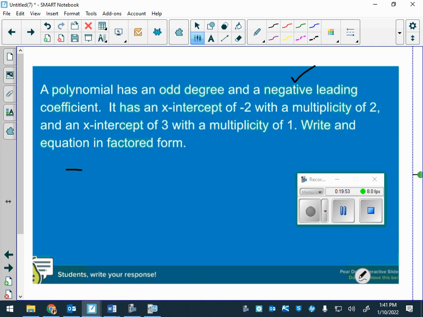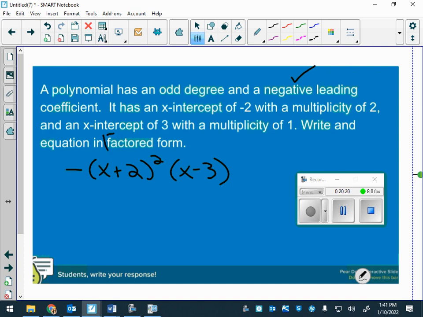Then it says it has an x-intercept of -2 with a multiplicity of 2. What does that look like? Danielle? X plus 2 squared. And an x-intercept of 3 with a multiplicity of 1. What would that look like? Rosanna? And that is your factored form.